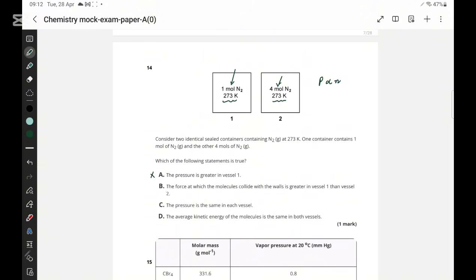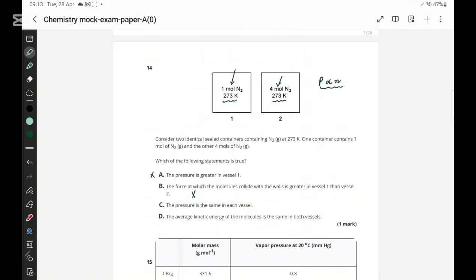Second option, the force at which molecules collide with the wall is greater in vessel 1 than vessel 2. First of all, the force at which the molecules collide depends on the pressure. So the greater the pressure, the more the force. But in the second container, pressure is greater, so this statement also becomes false. The pressure is the same in each vessel. Pressure can't be the same because pressure is directly proportional to the number of moles, and if the number of moles is greater in the second container, pressure should be more.